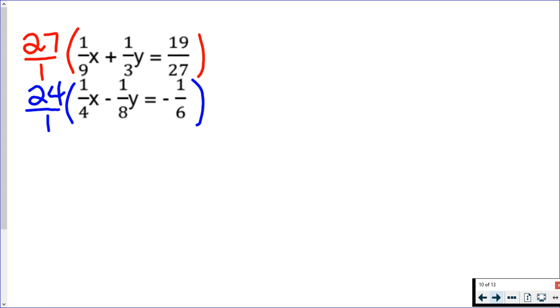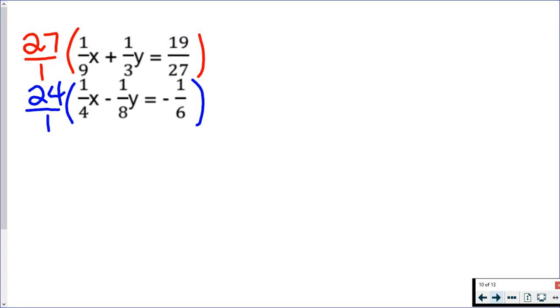I went ahead and wrote each of those numbers over 1 because what we'll be doing is multiplying fractions with a whole number, and sometimes it's easier if you just put that whole number over 1 so that you can see that you're multiplying the numerators together and you're multiplying the denominators together. So for the first equation, that first term is going to become 27 times 1 over 1 times 9. The second term, you would have 27 times 1 over 1 times 3. And the third term, 27 times 19 over 1 times 27.